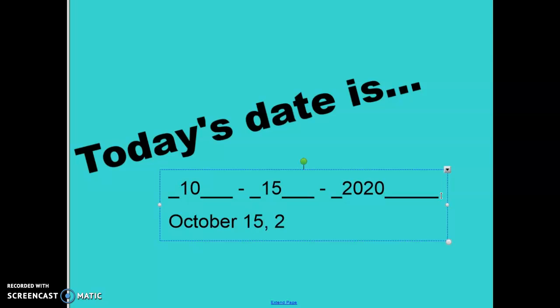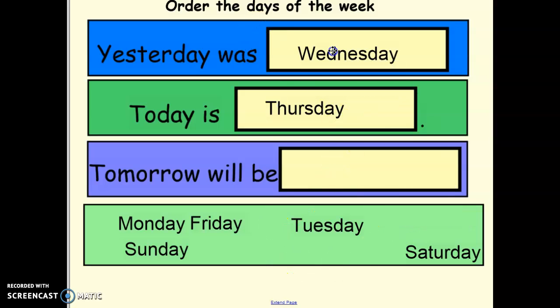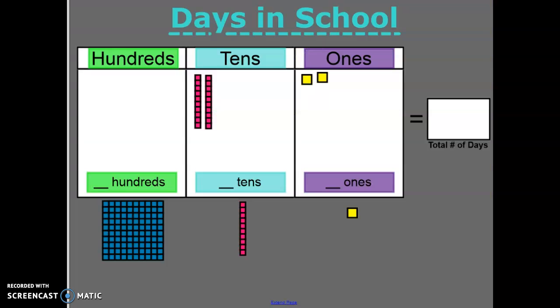October 15th, 2020. I know that today is Thursday. If today is Thursday, hop backwards to yesterday. What was yesterday? Yesterday was Wednesday. So if yesterday was Wednesday and today is Thursday, then tomorrow will be my favorite day, Friday.